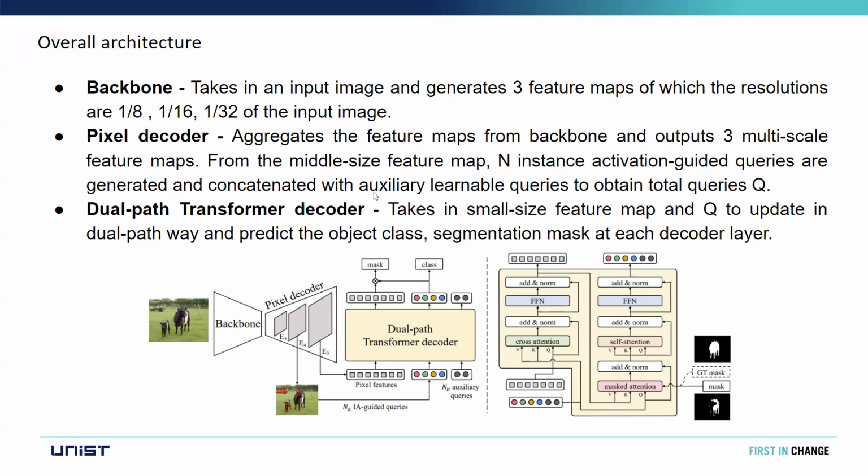we concatenate them with some auxiliary learnable queries to get the total queries Q. So this is the N_b auxiliary queries and the instance activation guided queries from the E4. We concatenate them and pass them to the transformer decoder. The transformer decoder additionally takes in the small size feature map, which is this E5, and also the queries, to update in a dual pathway, which I will explain later. Then it predicts the object class and segmentation mask at each decoder layer.